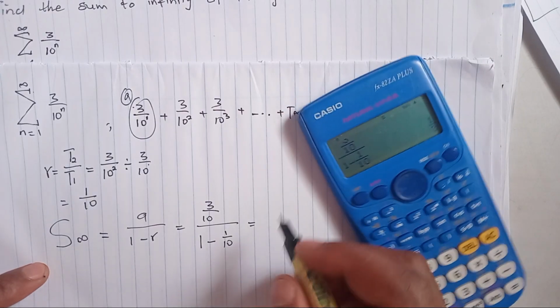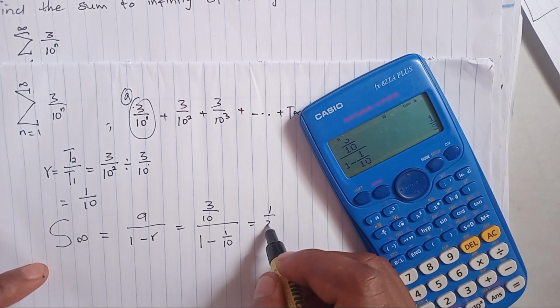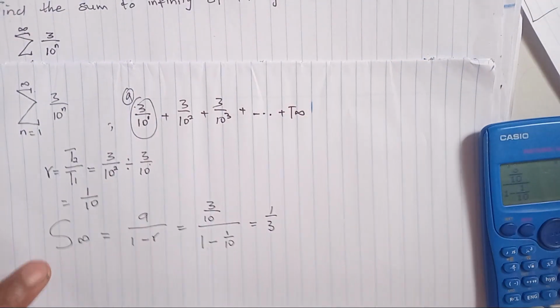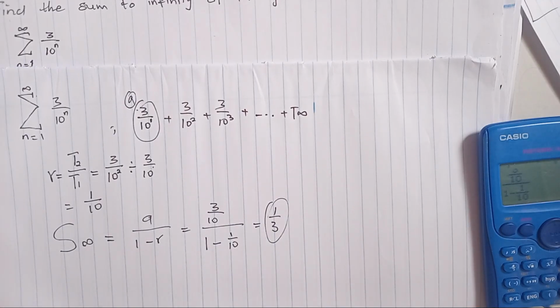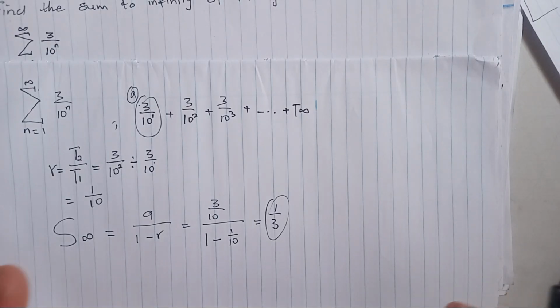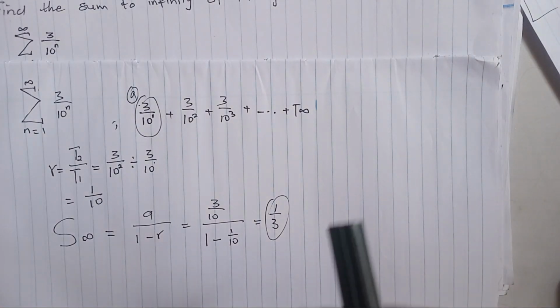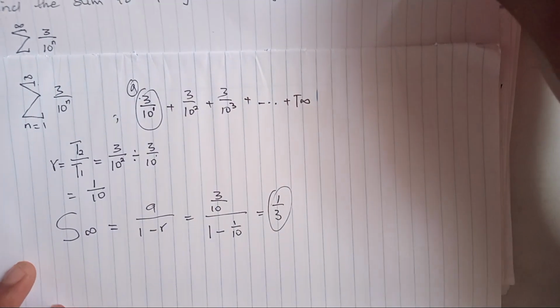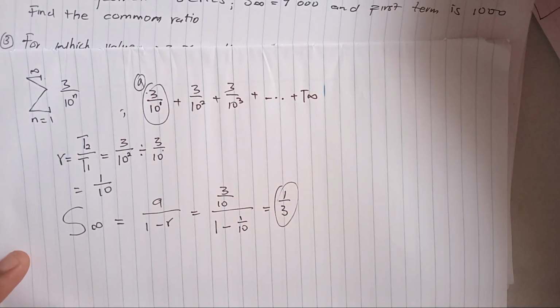And then we get what? The sum is equivalent to 1 over 3. So this one will be our sum. I hope it's clear, guys. So now that is the answer for the first question. So let's try and work on the second question.